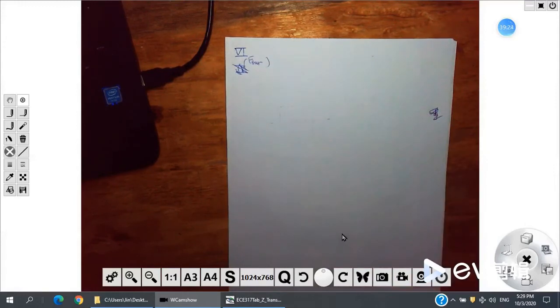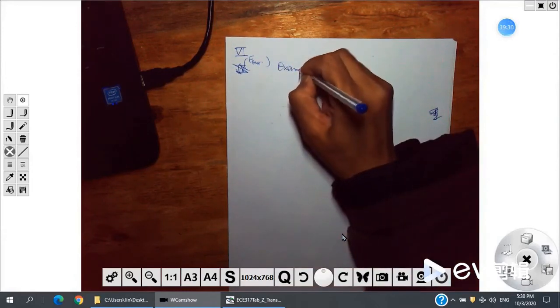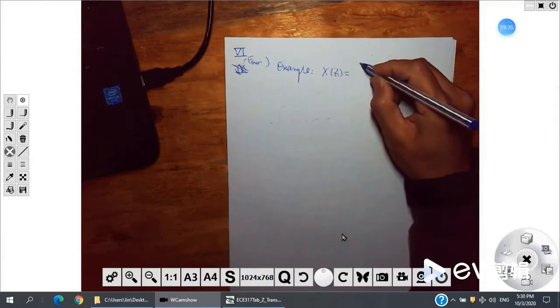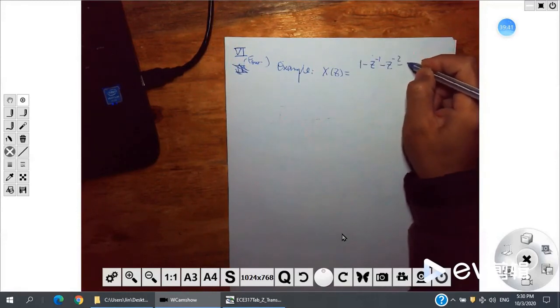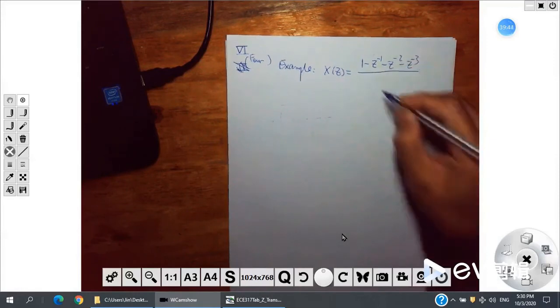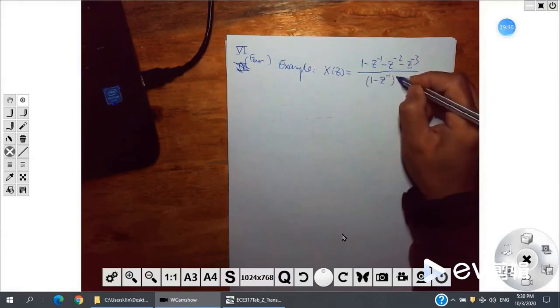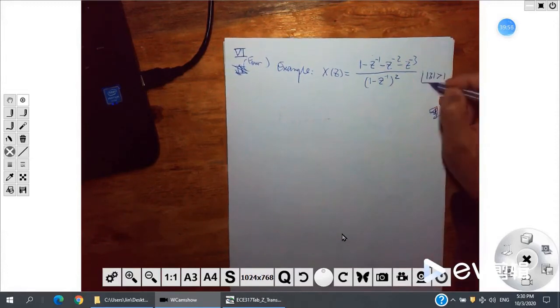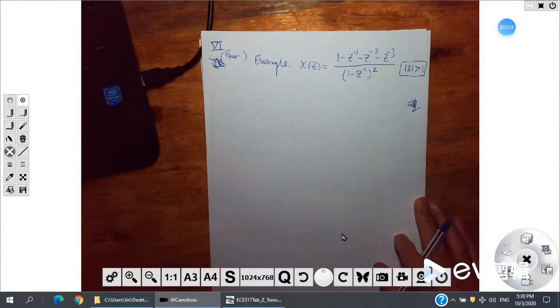Okay, the fourth case, I also use an example to explain. X of z equals (1 minus z to negative 1 minus z to negative 2 minus z to negative 3) over (1 minus z to negative 1) square. Then, I want the RC to be z larger than 1. Okay, suppose this is given. Now how do we find the inverse z transform, how to find the time domain signal?